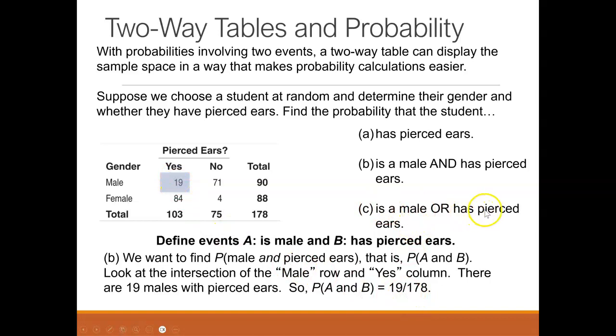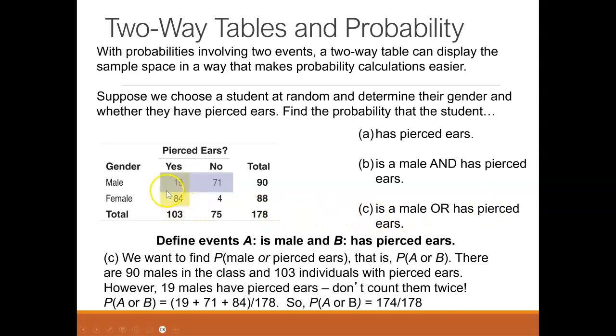Is male or has pierced ears? Here we have to be careful, right? Because it's not mutually exclusive. So I'm going to do the probability that I'm male plus the probability I have pierced ears and then subtract off the intersection. Or I can just add the three together. Is that okay with everybody? Either way of thinking about it is fine.